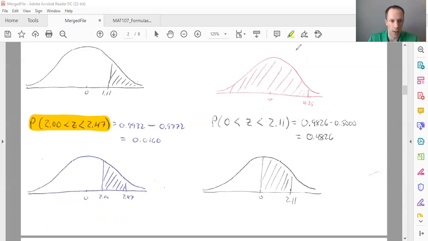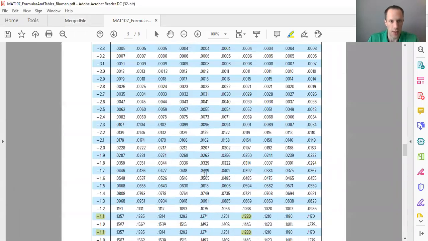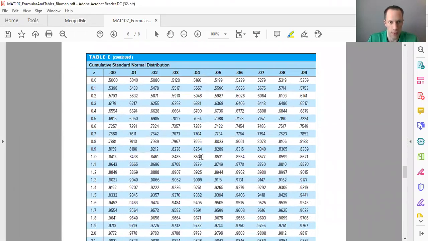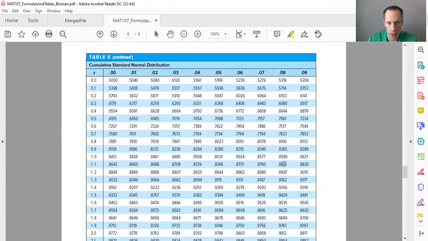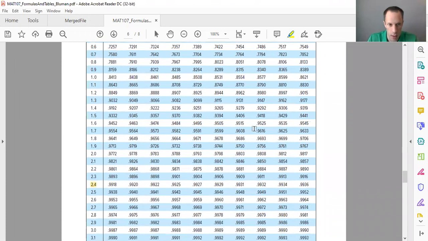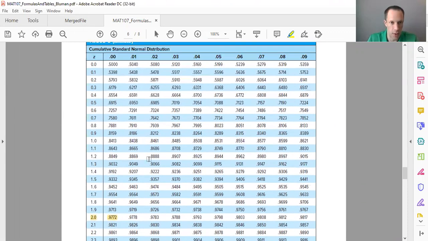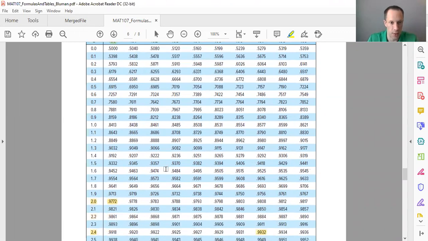Okay, so let's look up 2.47 first. So back to our positive side of the chart here, we're going to look up 2.47. Okay, so here's 2.4, and then the column 7 is all the way out here. So 2.47 is 0.9932. And while we're at it, let's look up 2.00. So that would be this number here. Okay, in the row we're 2.0, and the first column has a second decimal digit of 0. So 2.00 has an area of 0.9772 to its left.